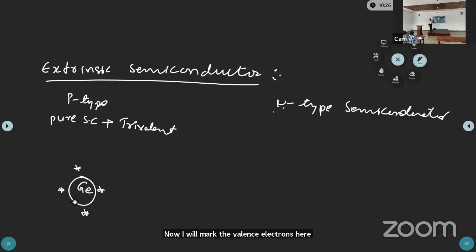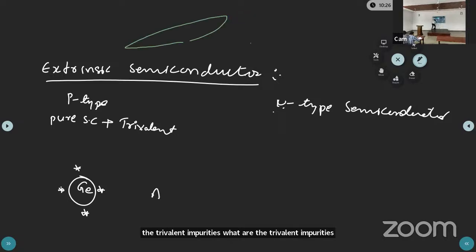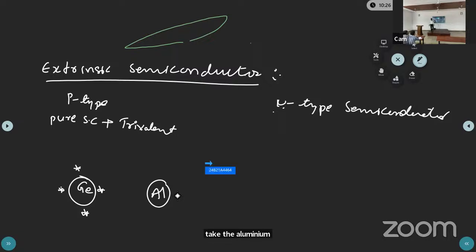Germanium has four valence electrons. Now we are adding the trivalent impurities. What are the trivalent impurities? Take aluminum. How many valence electrons does aluminum have? Three valence electrons. Now you can mark these three valence electrons.